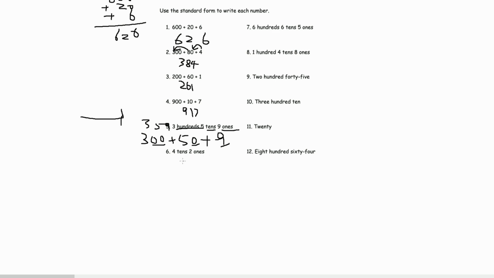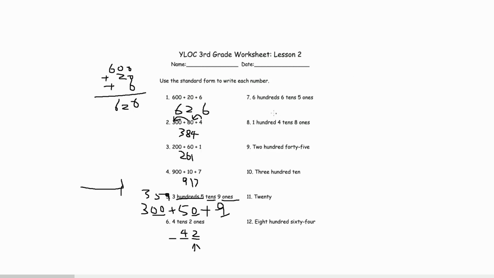So 4 tens would be in the second value, and then 2 ones, since it's in the ones, that'd be over here, that'd be 42. 600s, hundreds would be over here, 6 tens would be over here, 5 ones would be over here. 1 hundred, 4 tens, and 4 ones. There's 1 hundred, and there's 4 tens, and there's 8 ones. 245.